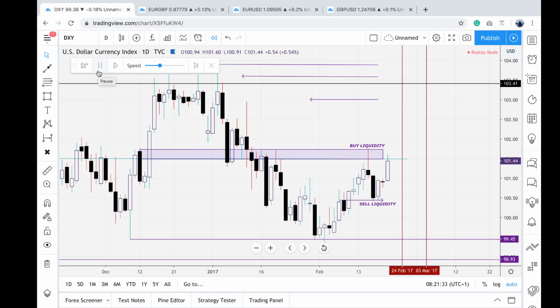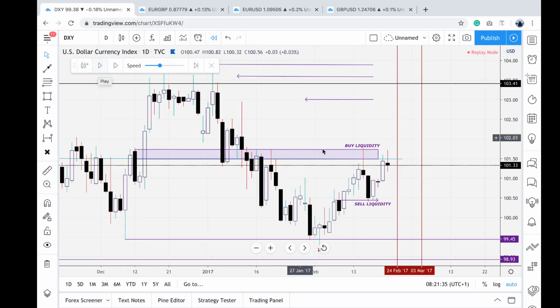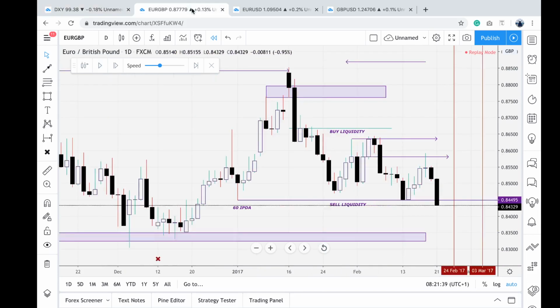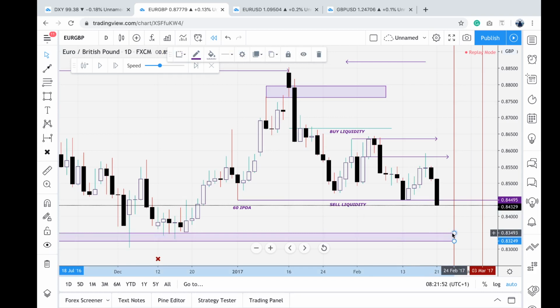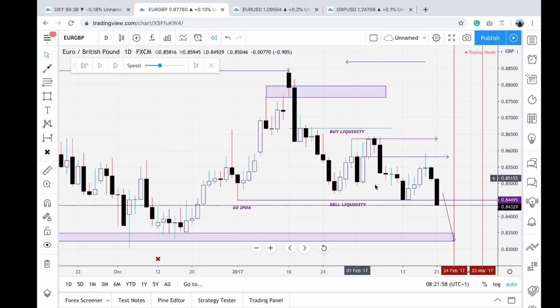So DXY, let's see what DXY actually does. DXY reaches this level. Okay, euro pound, let's see what euro pound does. We've taken out the sell side liquidity. Obviously, we're in a very bearish market zone. So the next sell liquidity would be this level, so potentially we reach this level.